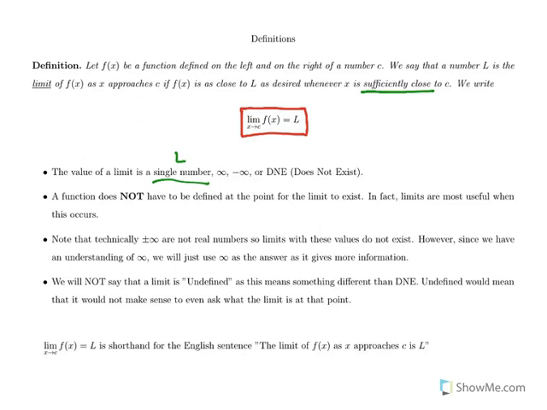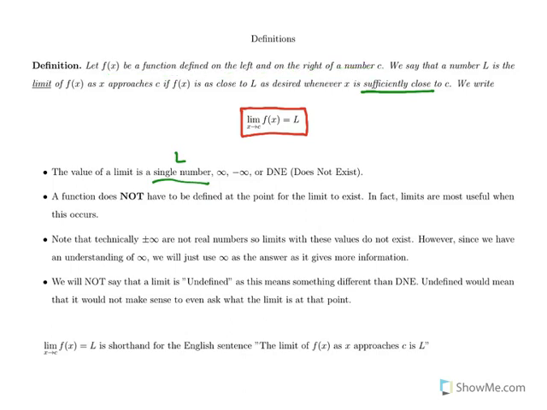A common mistake is to say that the limit is undefined, but this means something different than DNE. So we're going to try to be very careful to not say undefined unless it actually is, which is not going to be the case for any limit that we look at. Undefined would mean that it would not make sense to even ask what the limit is at that point. Maybe it's completely out of the domain or something. It doesn't make sense. That would be that the function is not defined on the left and the right. If that was not the case, then the limit might be undefined.